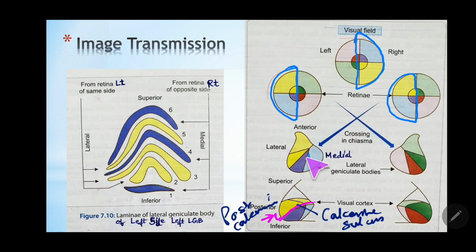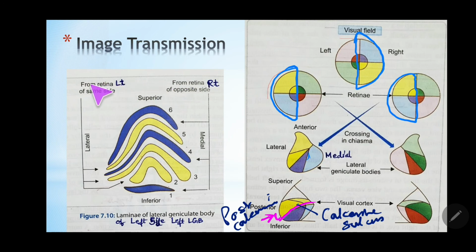Another important thing is that the macula is the site of the brightest vision, and that is why most of the focusing and reading we do is with the help of the macula, and that is why it has a bigger representation in the visual cortex.